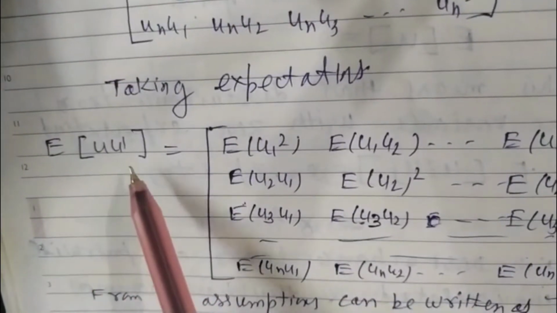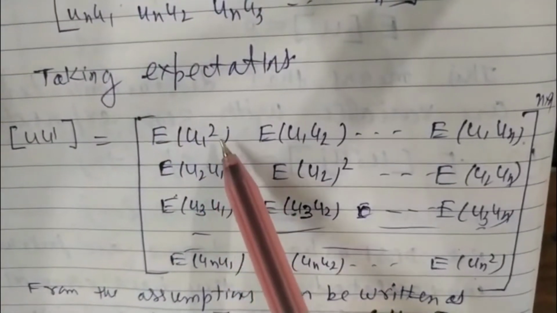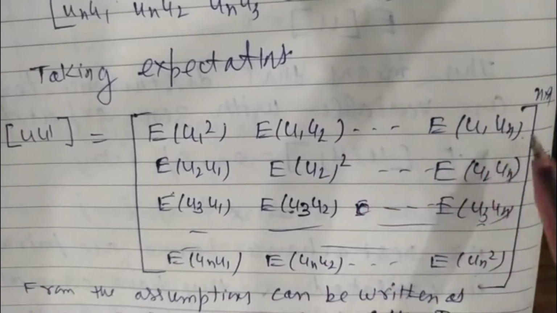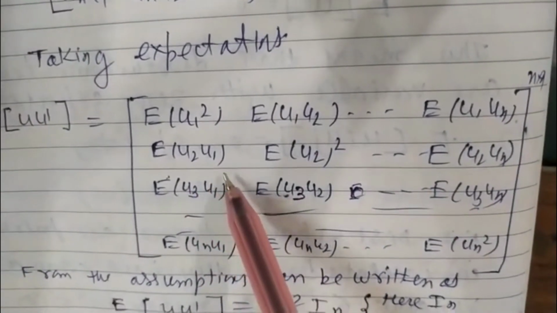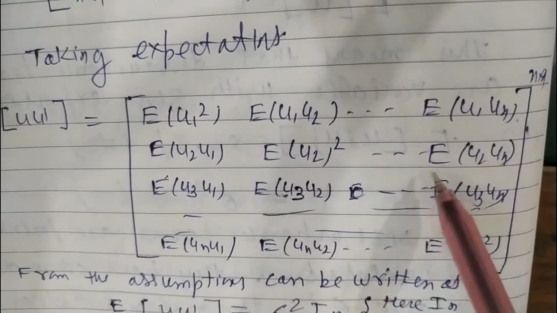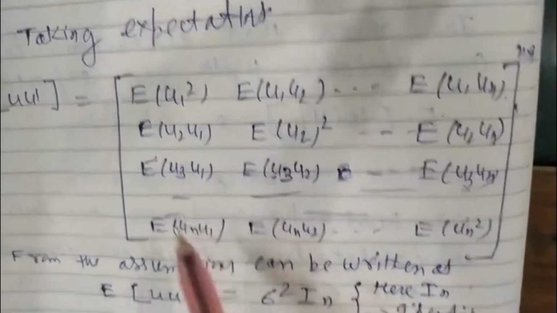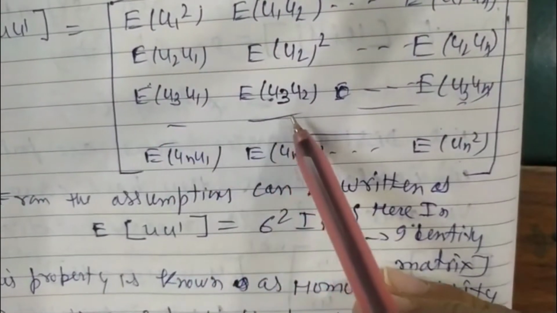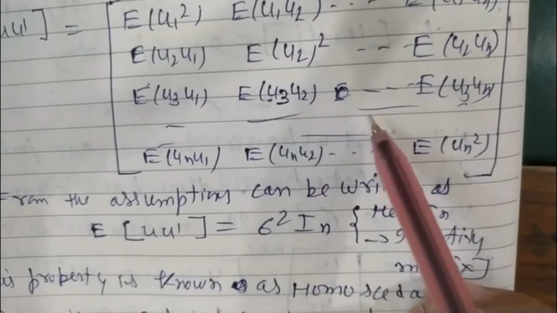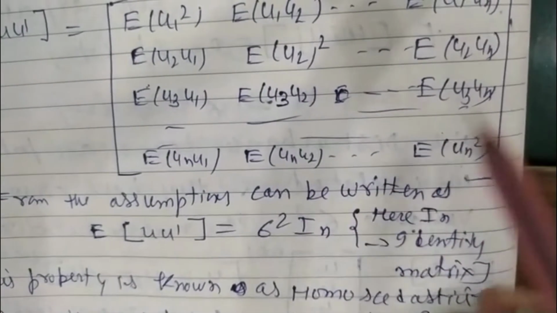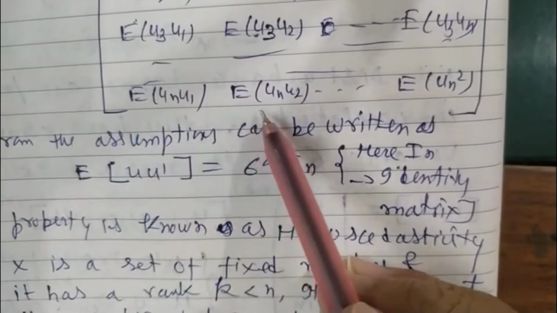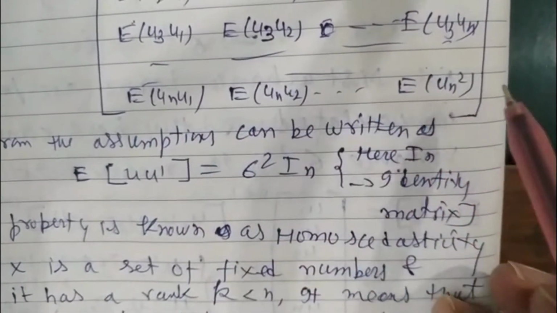Taking expectation of both sides, E of u u dash: E of u1 square, E of u1 u2, E of u2 u1, E of u2 square, and so on, E of u3 u1, E of u3 u2, and so on, E of un u1, E of un u2, and so on, E of un square.